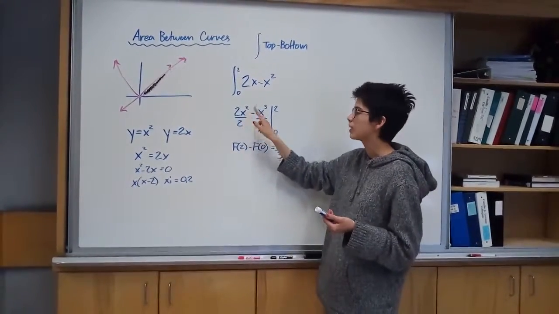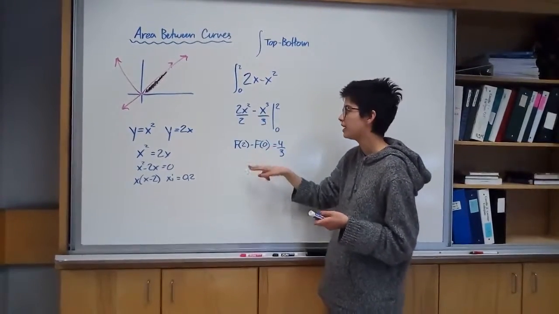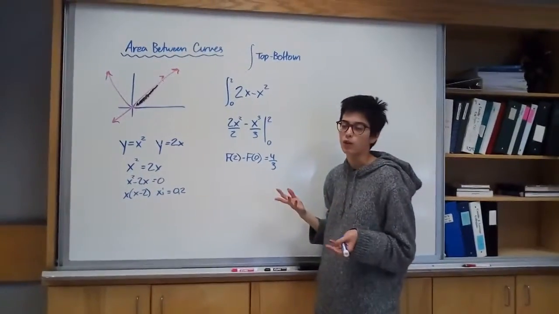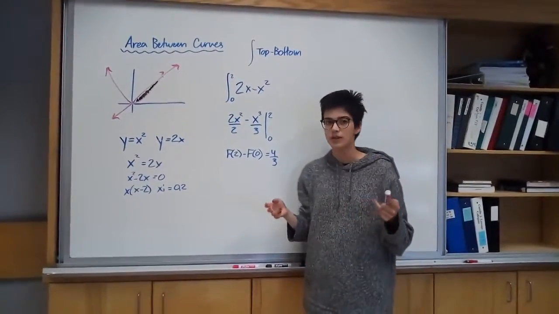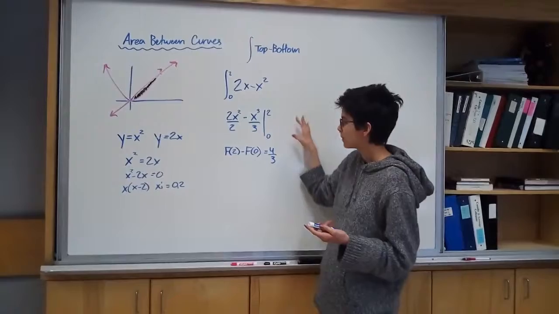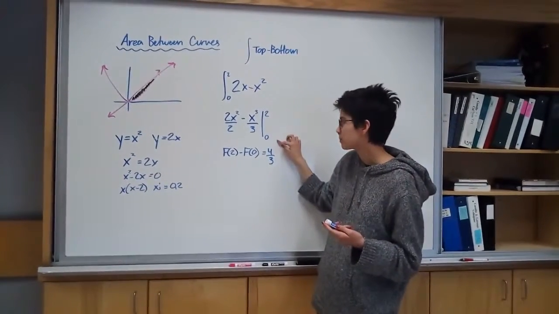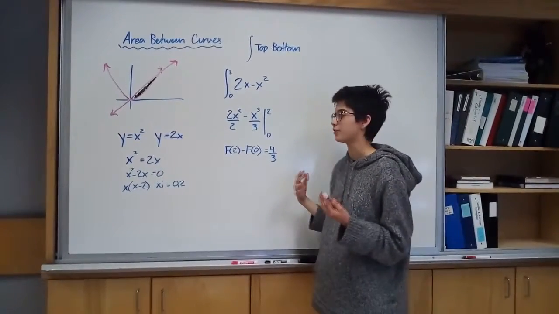You end up with 2x squared over 2 minus x to the 3 over 3. These 2's just cancel out and create a 1. You don't really need to worry about that, but I wrote them in so you wouldn't wonder where they went. And remember to put this notation that it's bounded from 0 to 2, but you've already found the antiderivative.